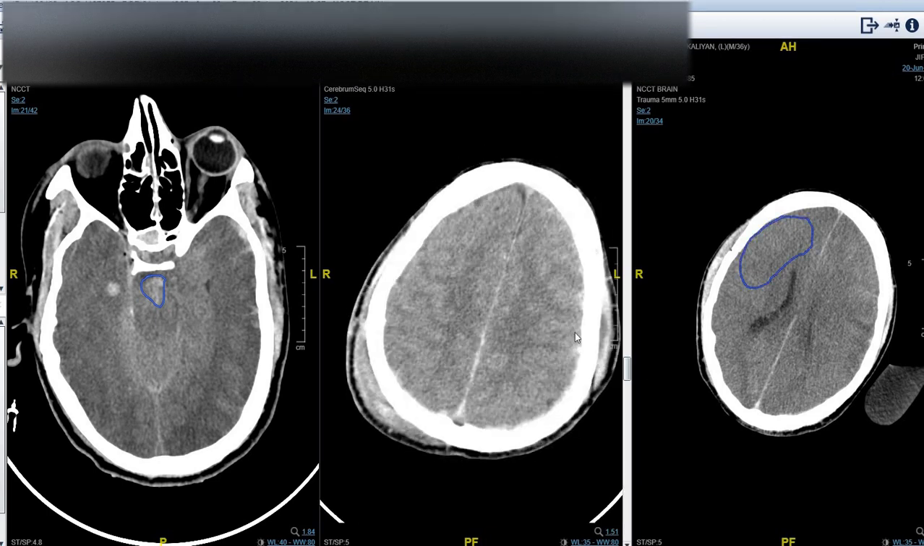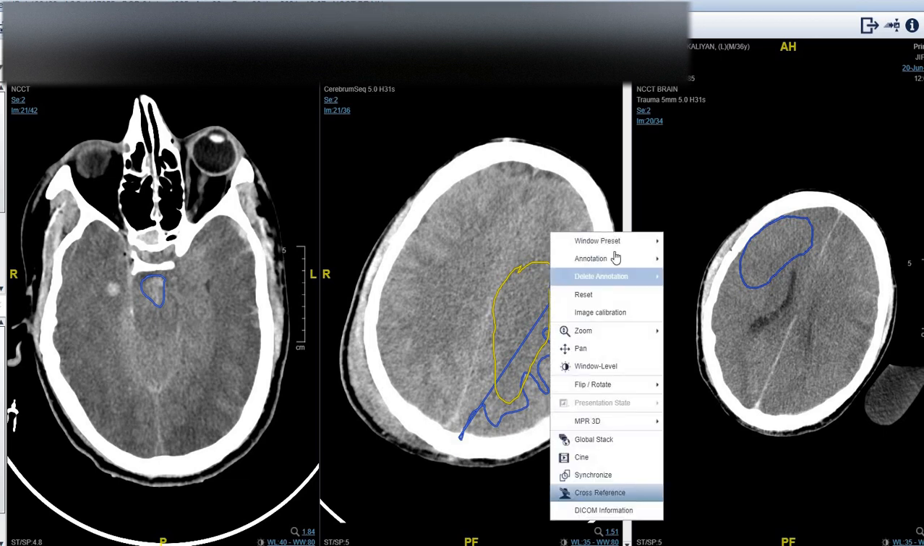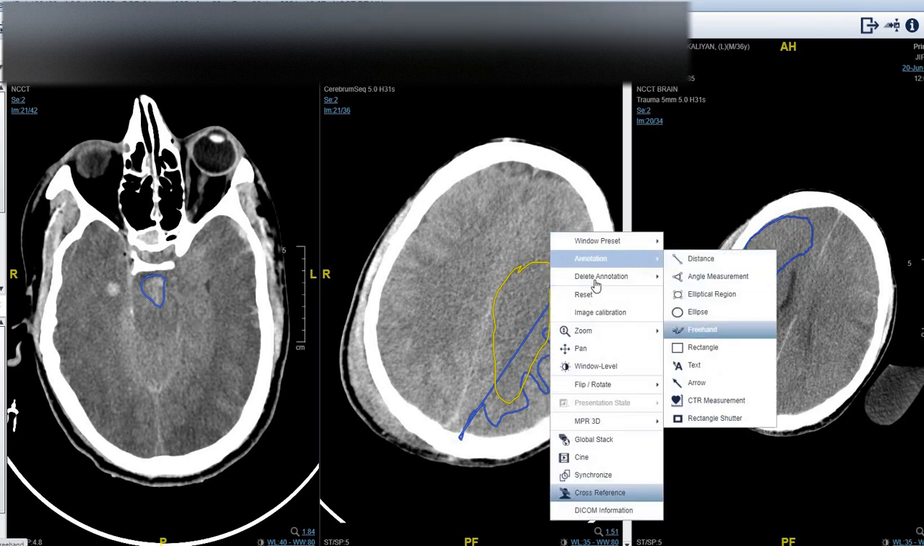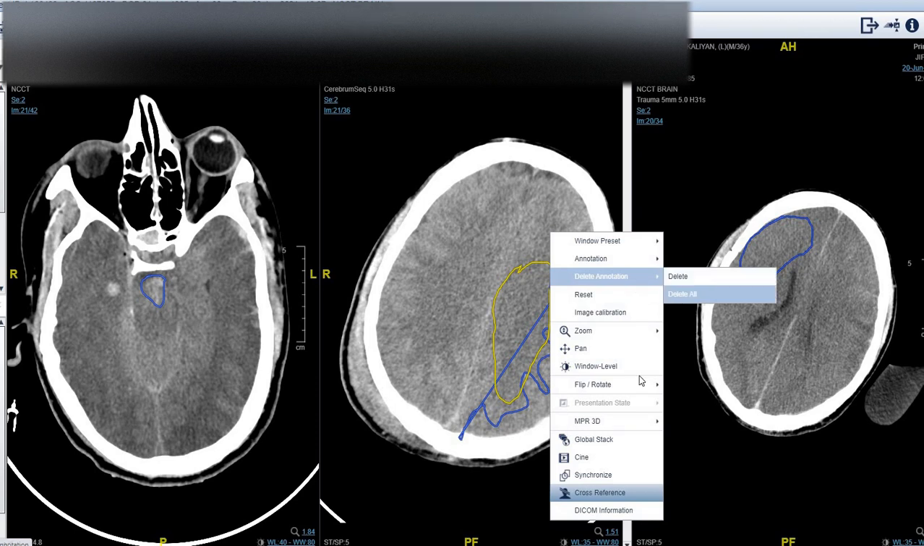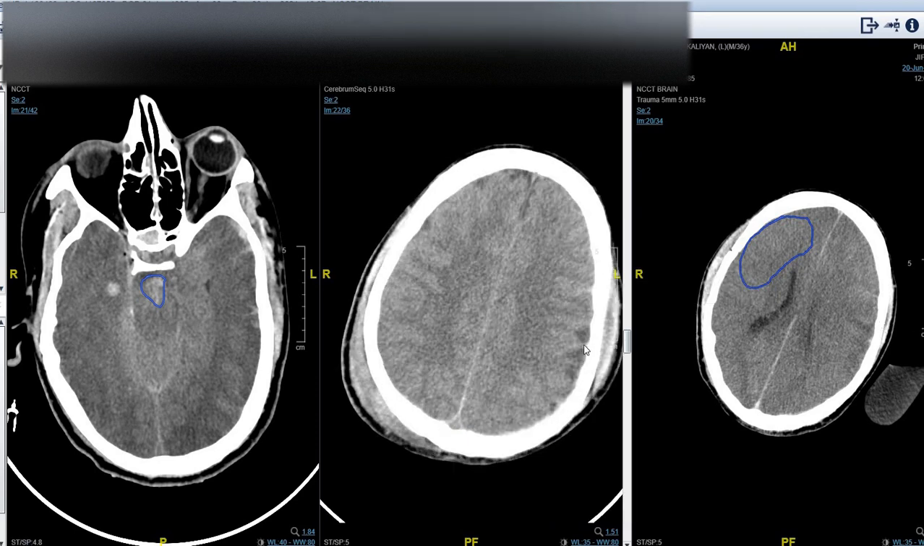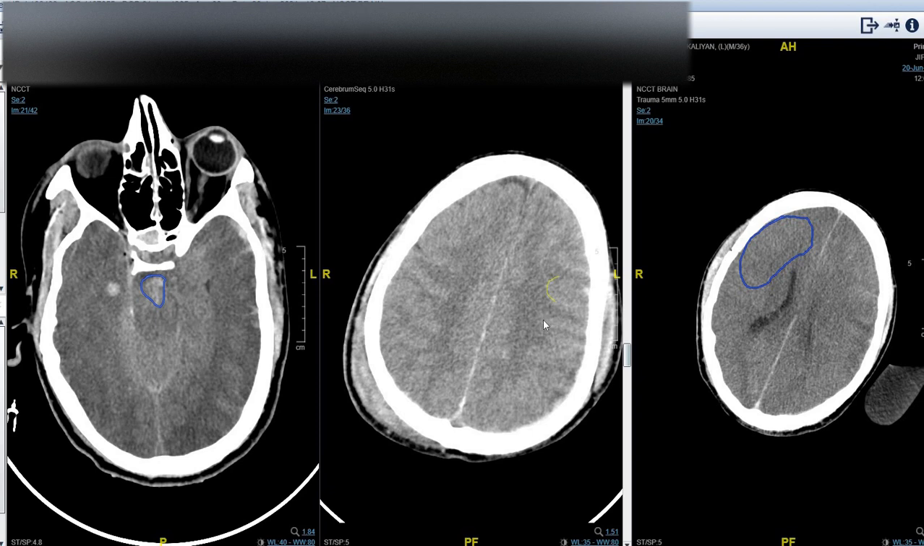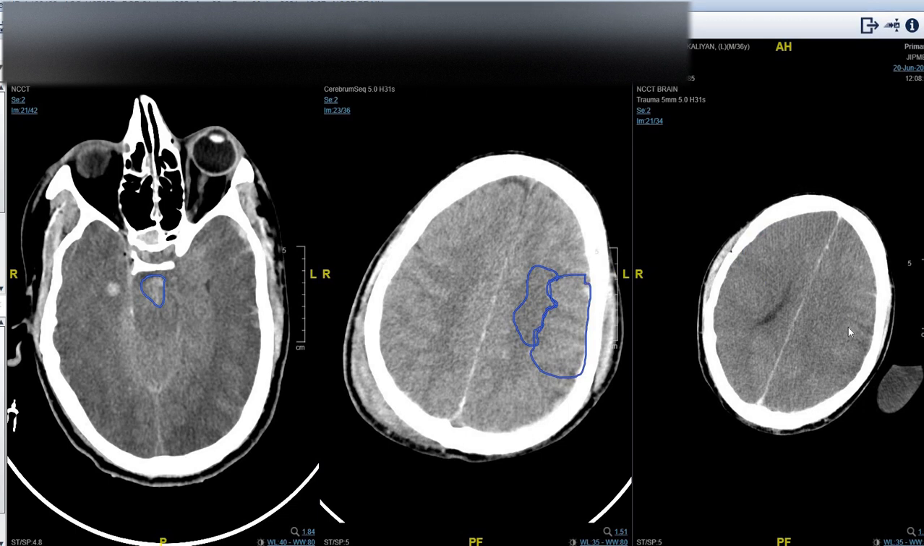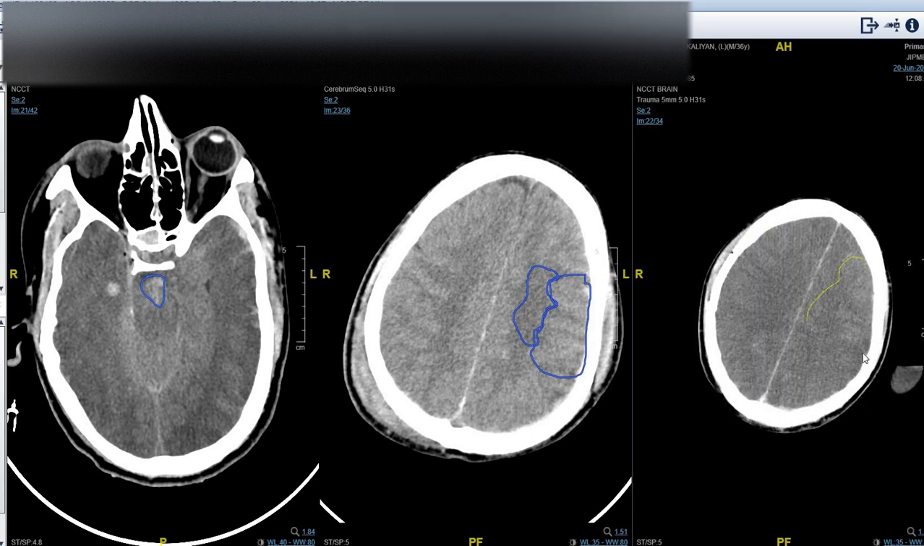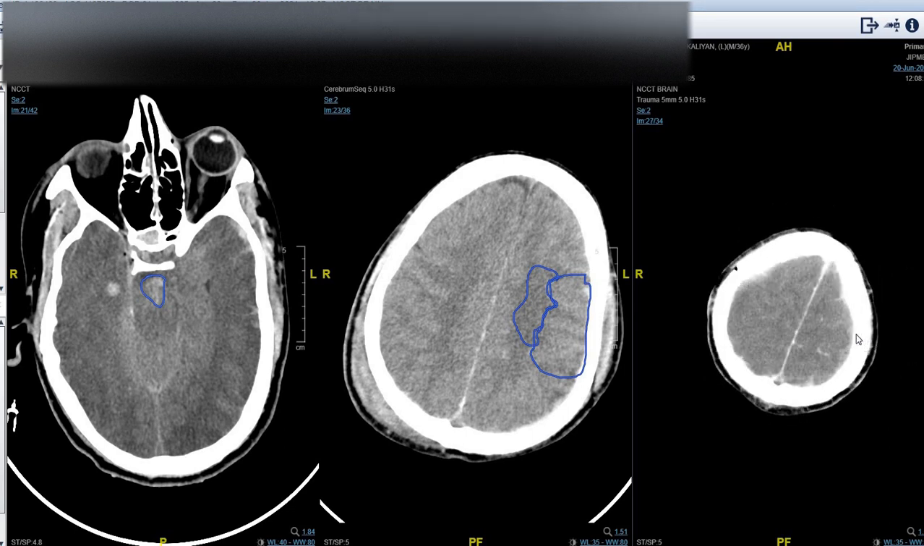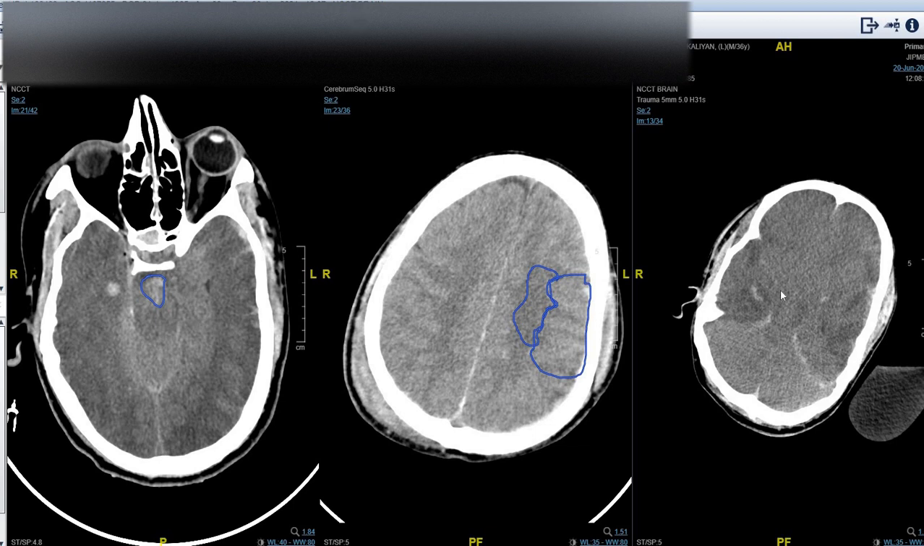If you take the same cut here, I will delete all the annotations again. The gray-white differentiation, which you could see clearly, this is white matter, and this is gray matter. This differentiation, which is seen all over the brain, has disappeared in this particular section. There is no differentiation between the gray and white matter, indicating loss of vascularity. The basal cisterns have completely obliterated. There is no cistern seen.